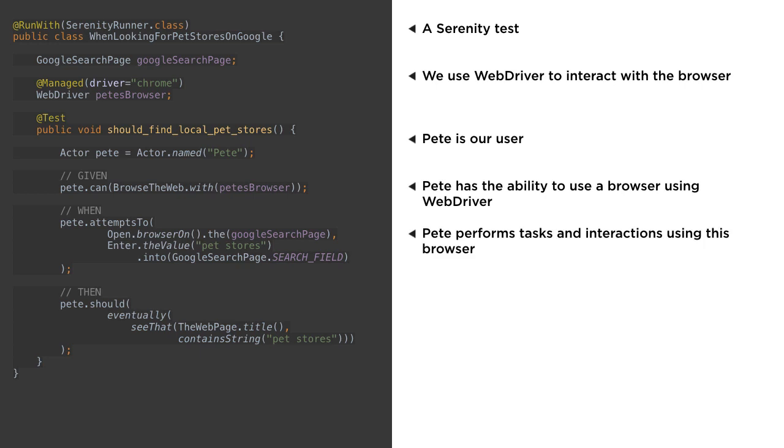Now, this is really powerful because Pete can have one browser, but we might have Anna, another actor, who has a different browser. So if we were testing some sort of workflow application, we could have Pete submitting tasks into the workflow in his browser and Anna picking up those tasks in her browser in the same test. This is really, really powerful stuff.